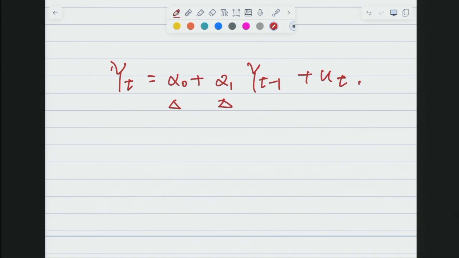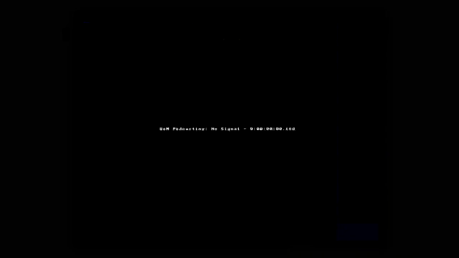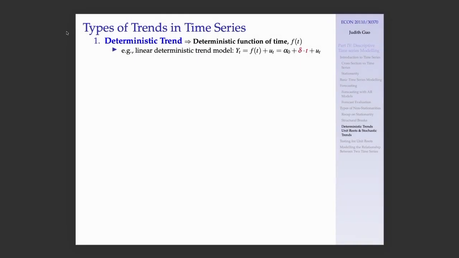What we're going to do today is start talking about trends. We have actually seen trends already, but we haven't really talked about them in a more systematic way. In the literature, there are two types of trends that are common in time series.